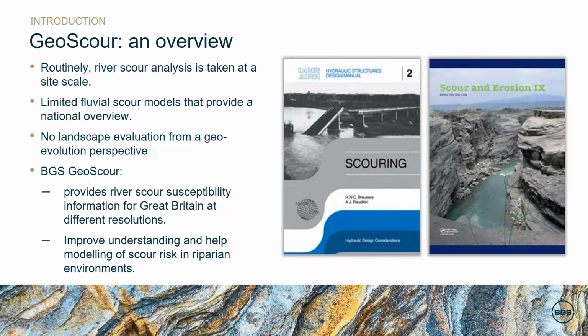This gap neglects important factors that could improve understanding and modeling of scour risk in riparian environments and reduce the amount of over or underestimate of scour potential in the model outputs. This work takes the first major step in achieving this by providing a combined geological and geomorphology assessment tool using site-specific case studies to build a national scale model.